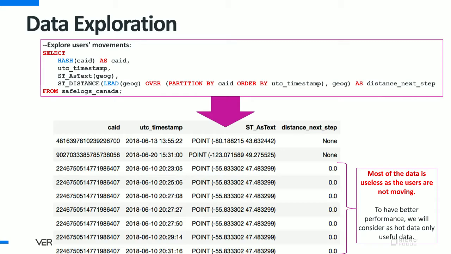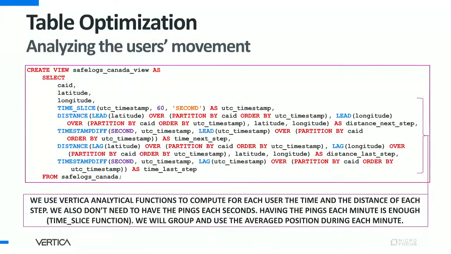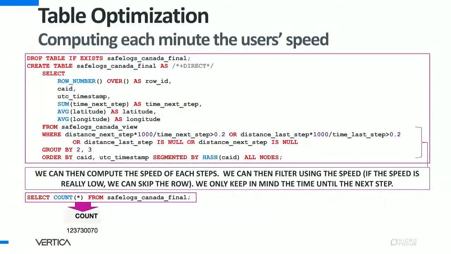Simply by doing that, we can just use Vertica Advanced Analytics to filter and make the study easier. As you can see here, we will solve this little problem using Vertica Advanced Analytics to compute, for example, the speed of each step, and we can also filter useless results. We can then filter using the speed. For example, if someone is not moving, then I don't have to keep the record in the database, and we only keep records where the user is moving and the number of pings he emitted.